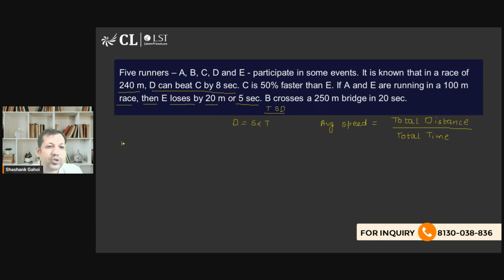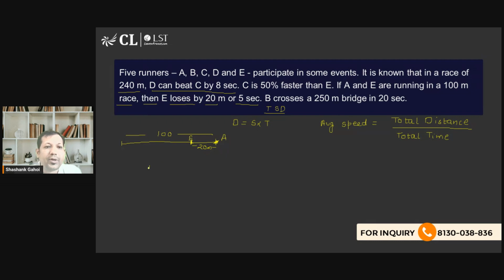So basically, what does it mean? It says that A and E started a race in a 100-meter race. When A reached the end, E is 20 meters behind him, and in 5 seconds E reaches there, because he is losing by 5 seconds. So in 5 seconds he covers the 20 meters he is behind. It means E can cover 20 meters in 5 seconds, so the speed of E is going to be 4 meters per second.